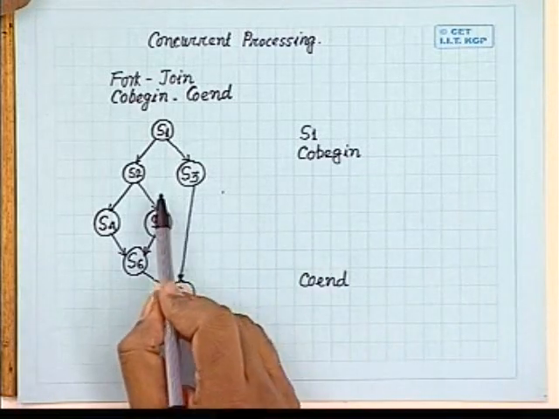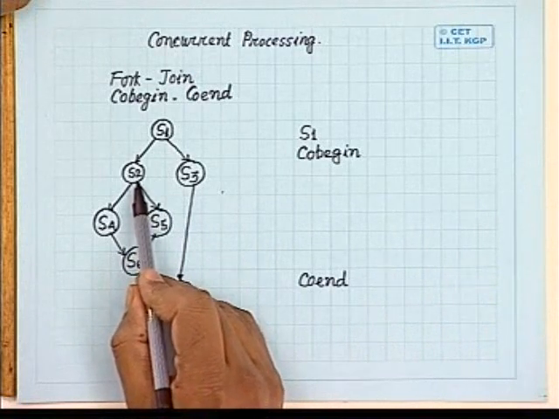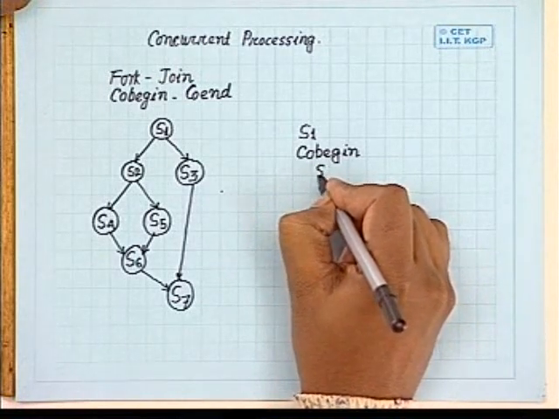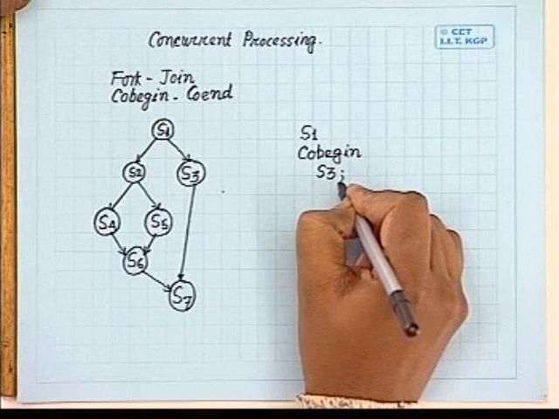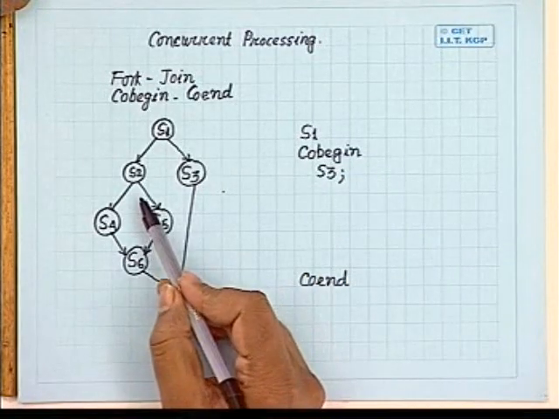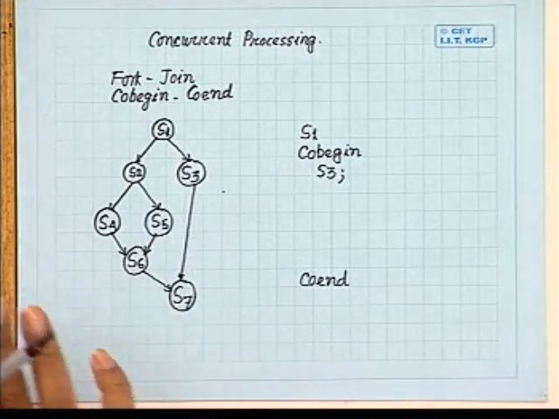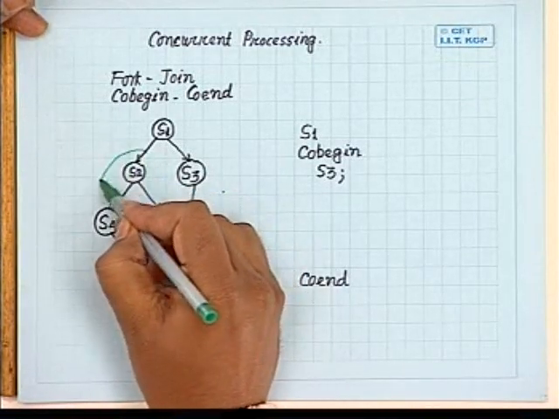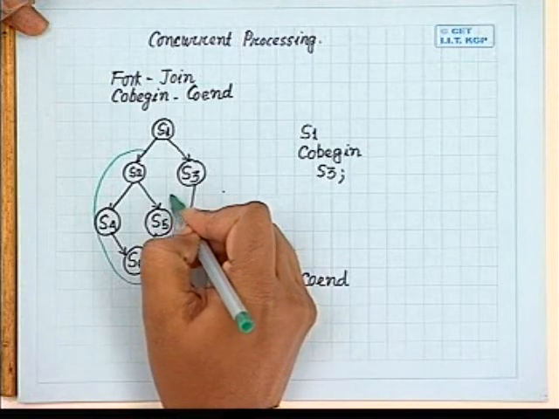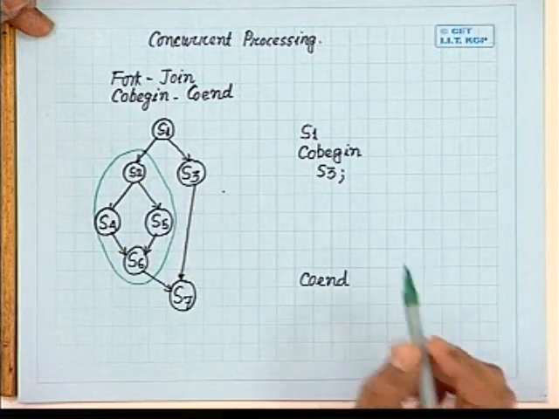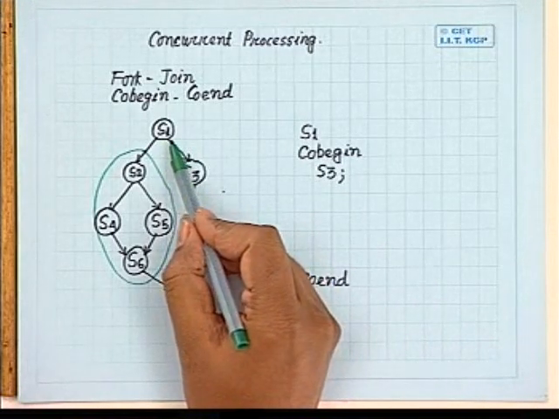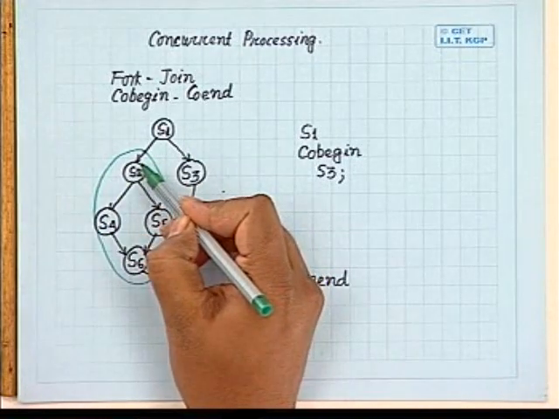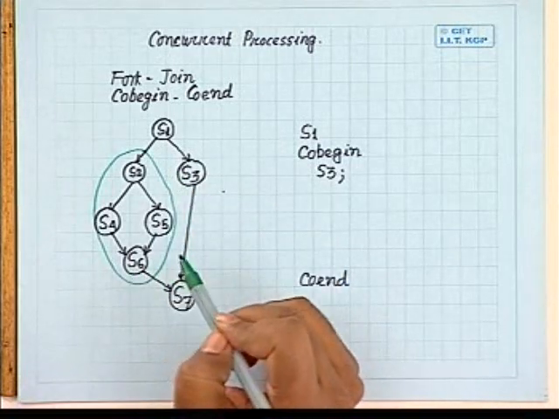Now here we have two processes, one for S2 and the other for S3. So we create two processes: one will execute statement S3 and the other will execute statement S2. If we concentrate on this part of the precedence graph, after executing statement S1, I create two processes. One process should execute this part of the precedence graph, and the other process should execute S3.